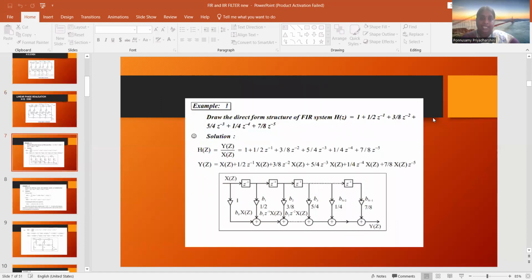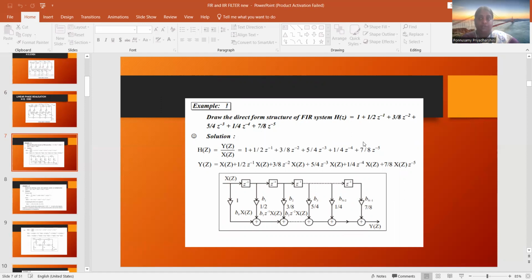So we will move to example one. Draw the direct form structure for the FIR system where H of z is 1 plus 1 by 2 z inverse plus 3 by 8 z to the power of minus 2 plus 5 by 4 z power minus 3 plus 1 by 4 z power minus 4 plus 7 by 8 z power minus 5. And here they have already given it in terms of the z transform itself.